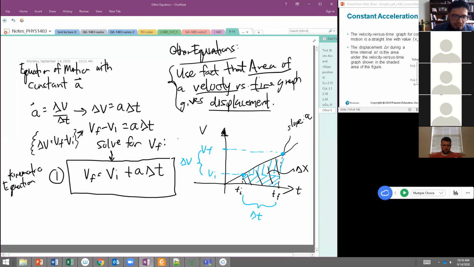And looking at these equations that we just wrote, we also know that delta v is equal to a times delta t. So essentially it's going to be this area plus this area, that is going to give us delta x is equal to area of the first shape plus the area of the second shape.